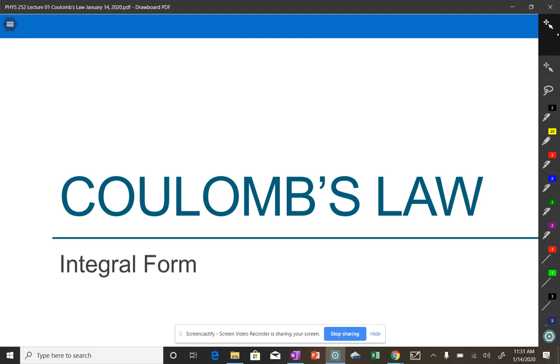I'm not going to use OneNote this semester. I think that there were too many problems with it last semester, so I'm just going to try and do everything in PDFs and upload PDFs.